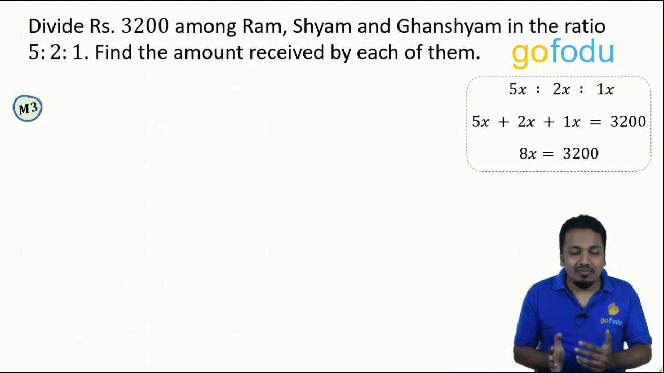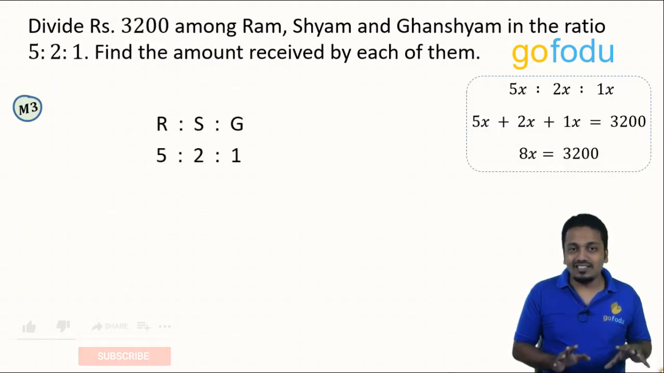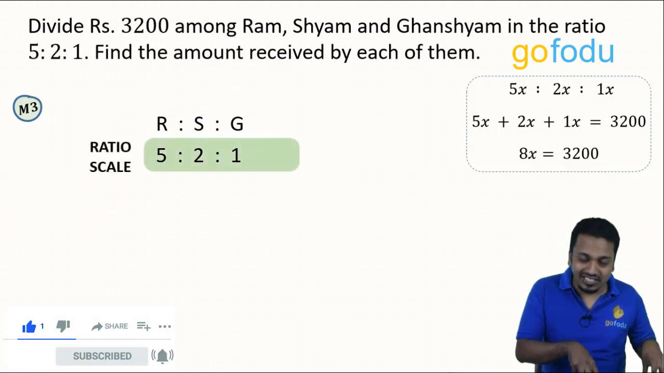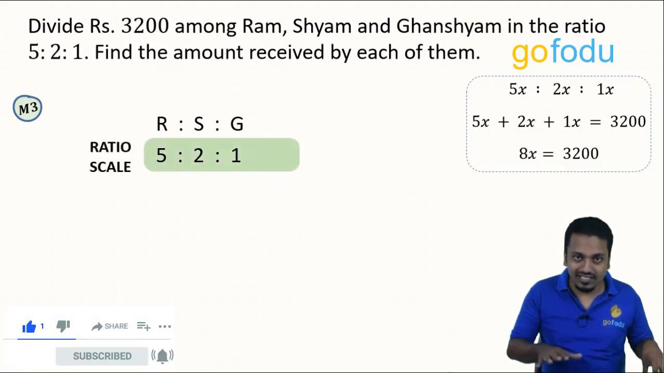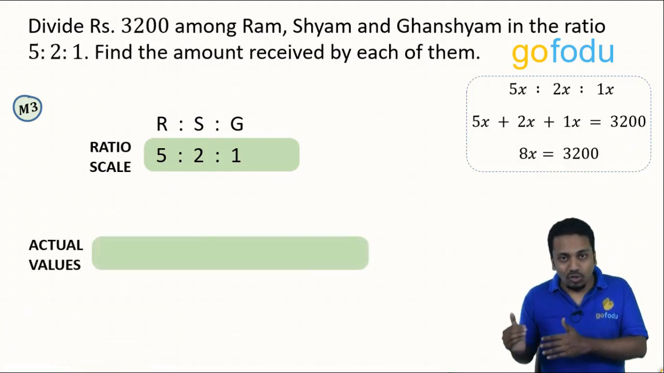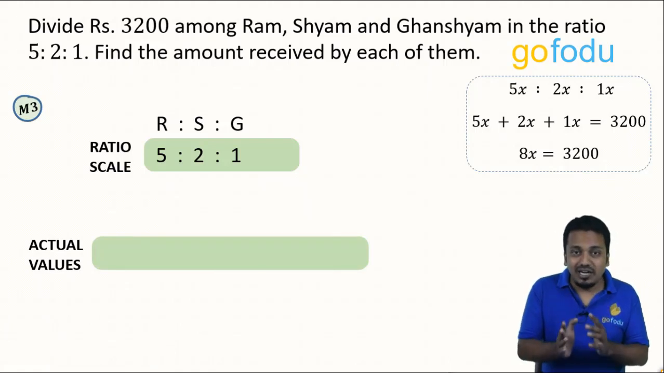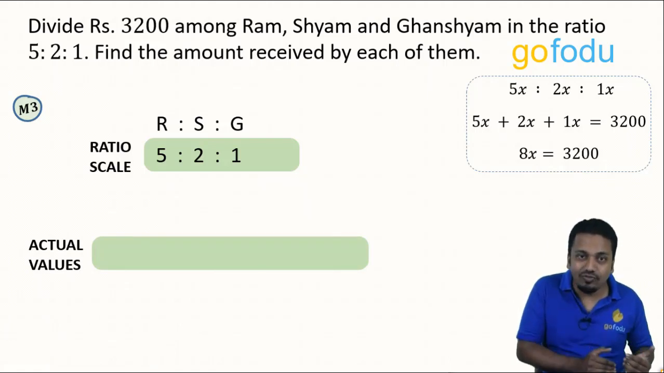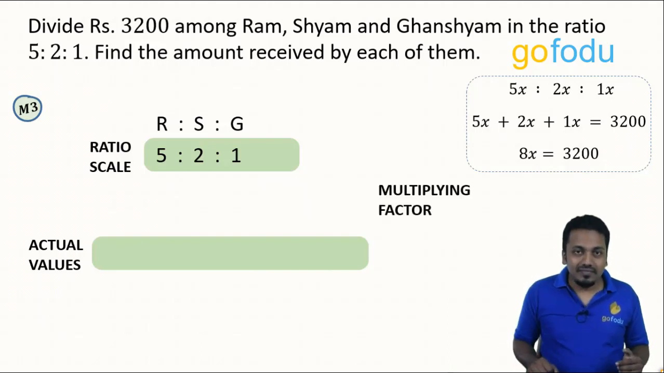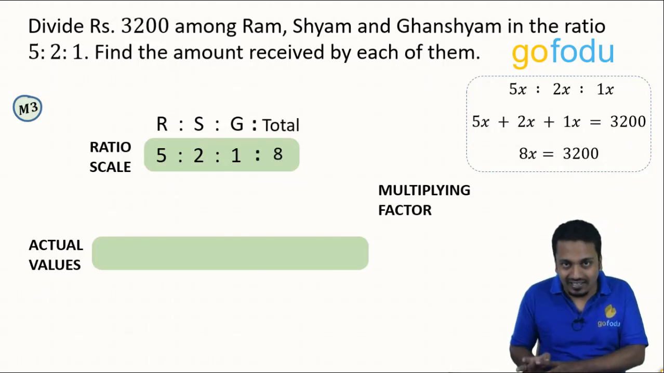Ratio of Ram, Shyam and Ghanshyam's share is 5:2:1. That means these 5, 2 and 1 are actually their shares on ratio scale. These are the ratio values of the share. And actual values are going to be different, and there will be some multiplying factor connecting the ratio values to the actual values. Let's see. Total sum on ratio scale is 5 plus 2 plus 1, that is 8.